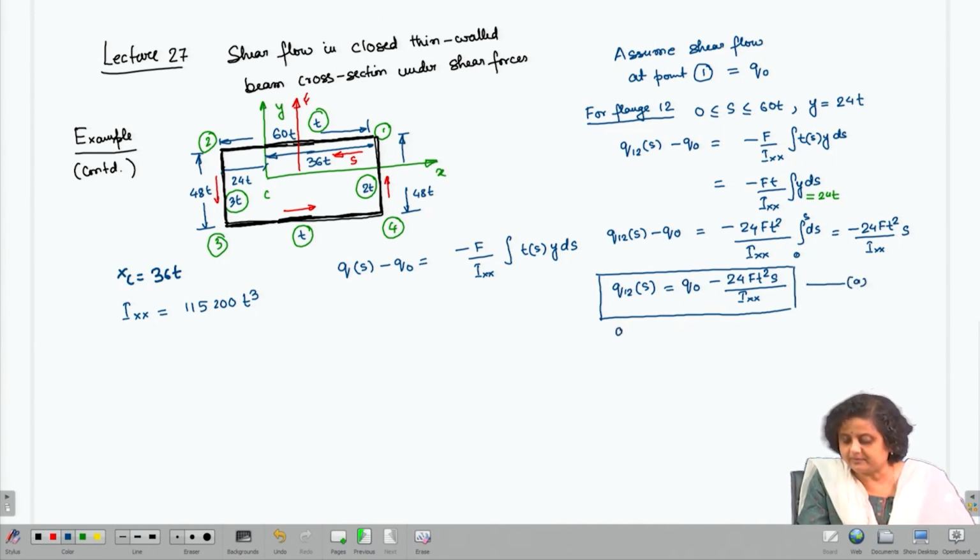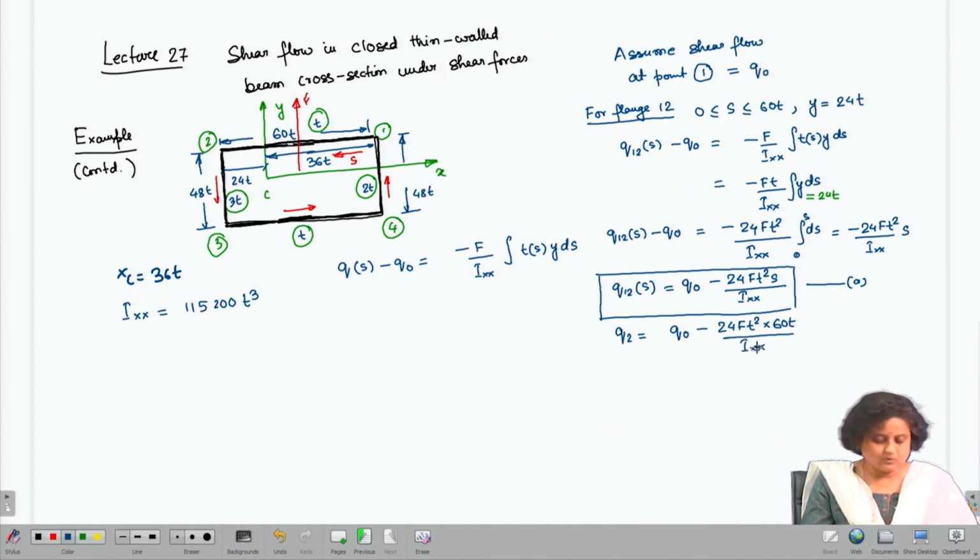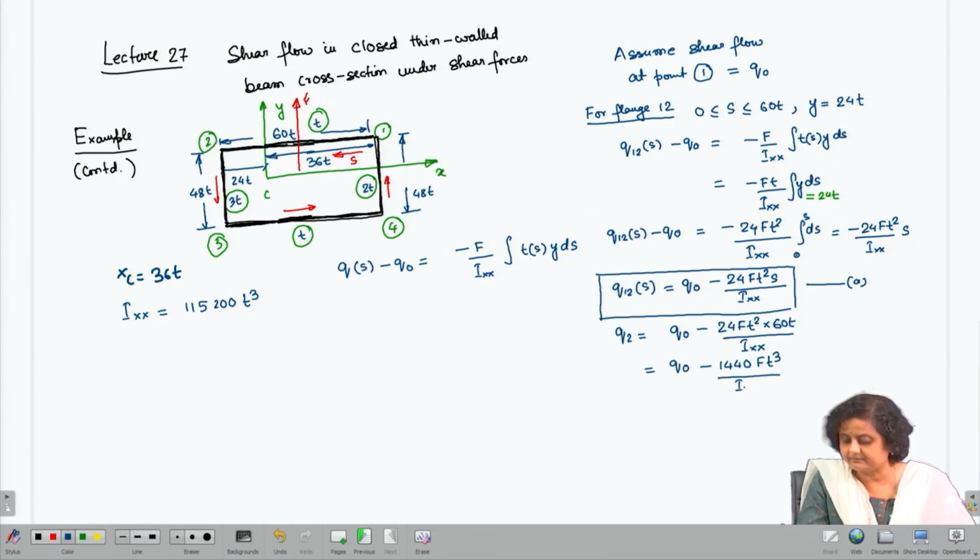Now, from this expression I can find Q2 as Q0, and in place of s I am going to write 60t. This is going to give me Q0 minus 1440 F t cube by Ixx. So, this is the expression for Q2.